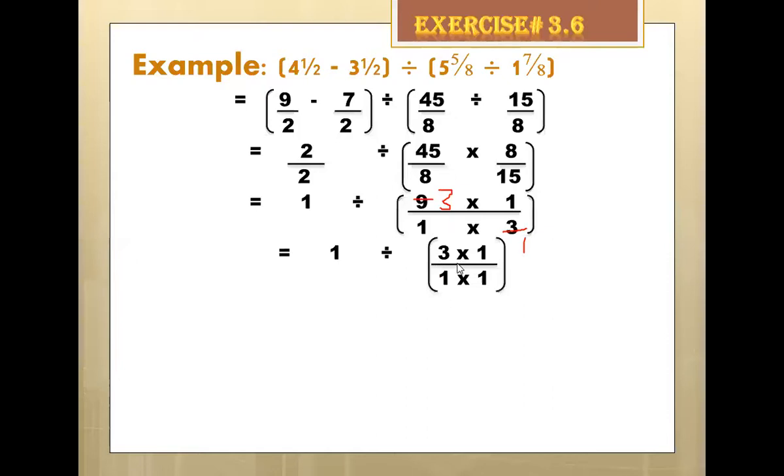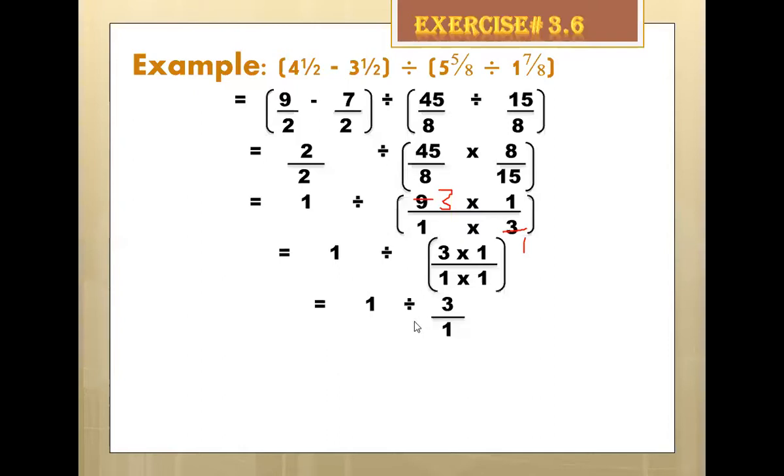Now, 3 upon 1, because you haven't solved the brackets yet. So what you have to do now, you will multiply the numerators and then you will multiply the denominators. Then what will it become? It will simply become 3 ones are 3 and 1 multiplied by 1 will become 1. Now your bracket has been completely solved here, so no need to place brackets here.